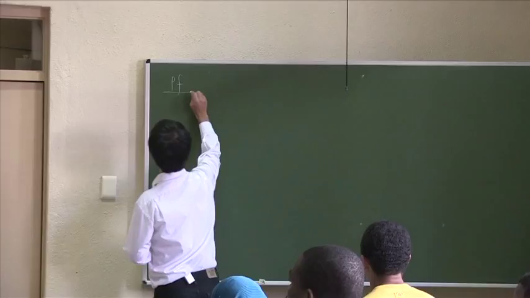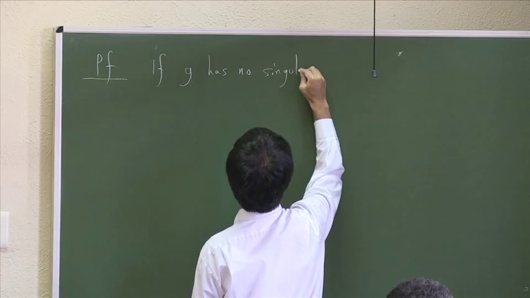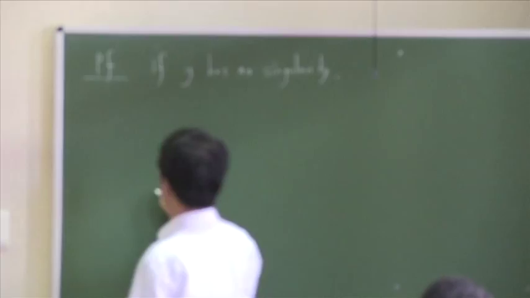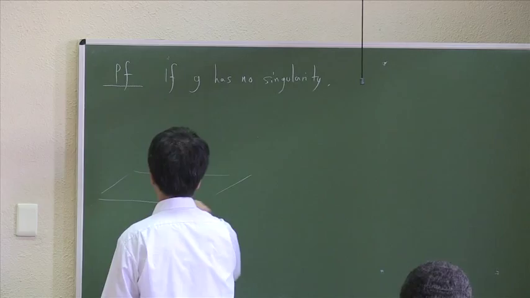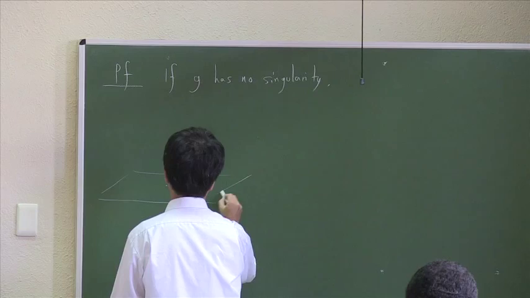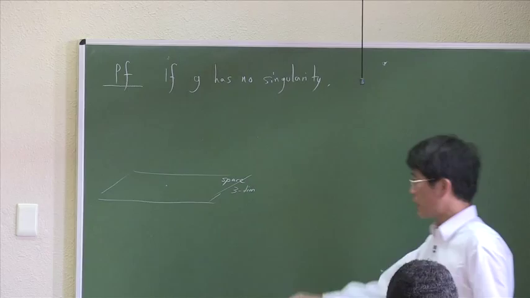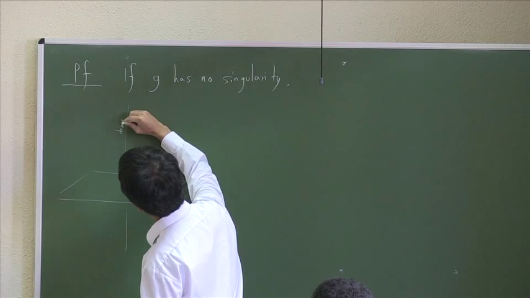Let's argue by contradiction. Suppose that G has no singularity. Then you can draw the following picture at each point in space-time. At this point in space-time, there is a direction which we shall call space direction. And although I'm drawing something that looks like 2D, this is a three-dimensional space. Okay? I cannot draw that picture, so I'm going to represent the three-dimensional spatial direction by a plane. And then there is a direction which is the time direction.